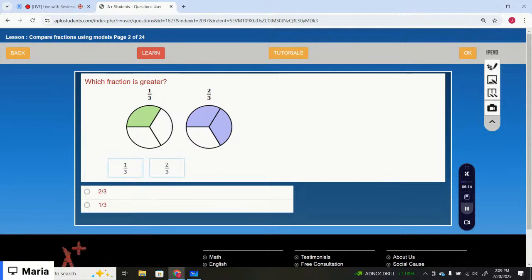Which fraction is greater? The one that has the more portion colored is greater. So which fraction is greater? That is 2 by 3. Option number 1 is the correct option. The one that has more portion colored is greater. So 2 by 3 is greater than 1 over 3.